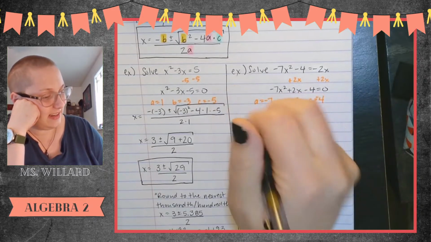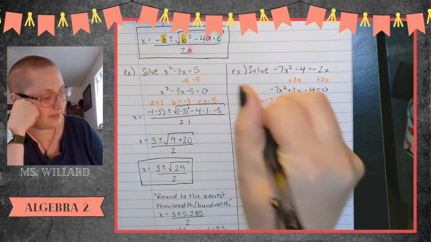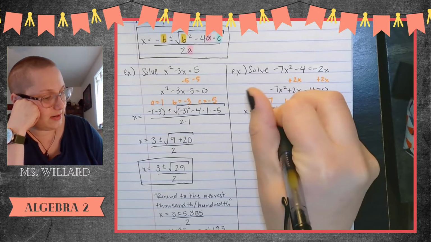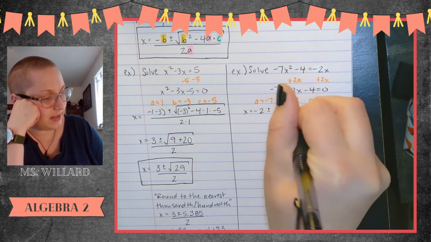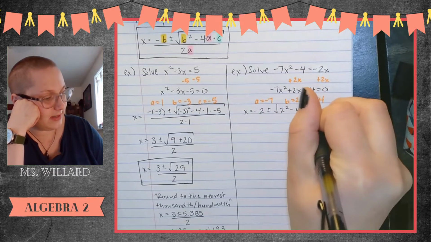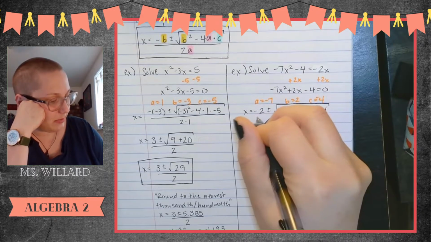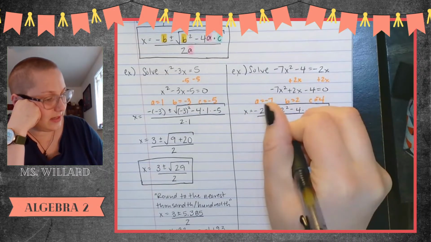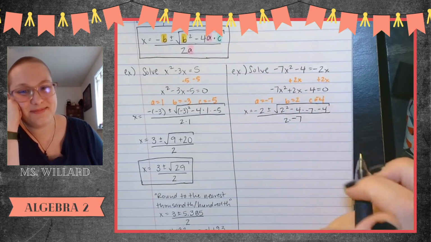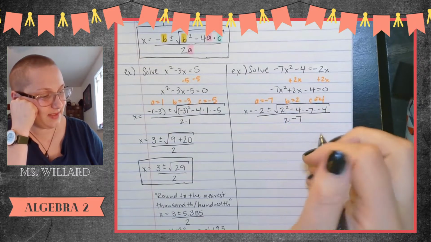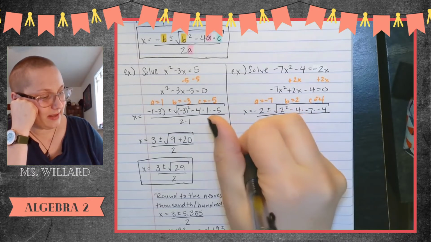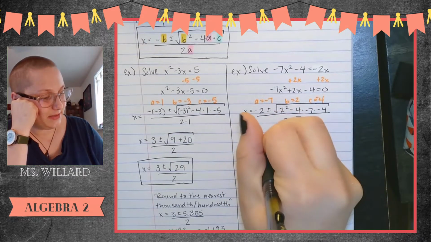So I go negative b plus and minus the square root of b squared minus 4ac times negative 7 times negative 4. That's why we pause. All over 2a. There it is.